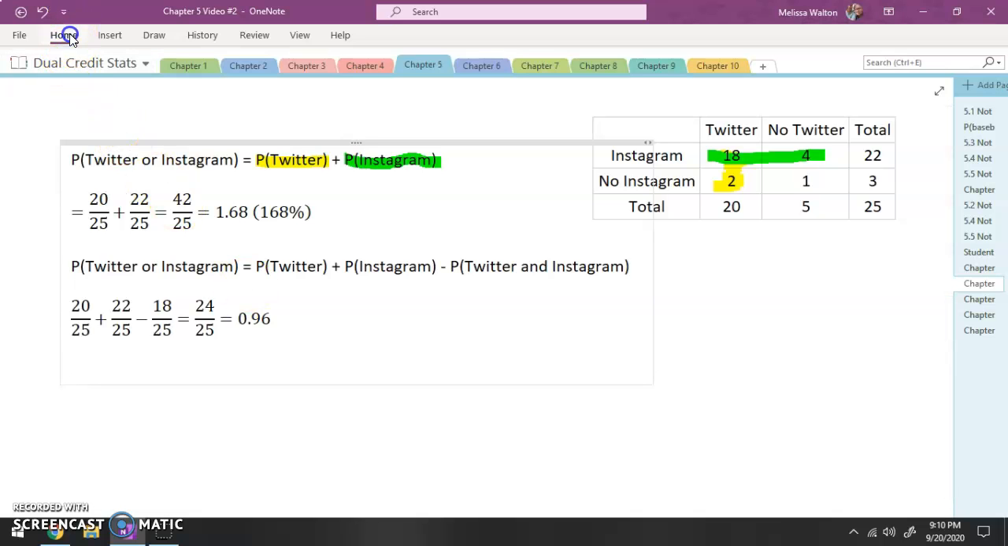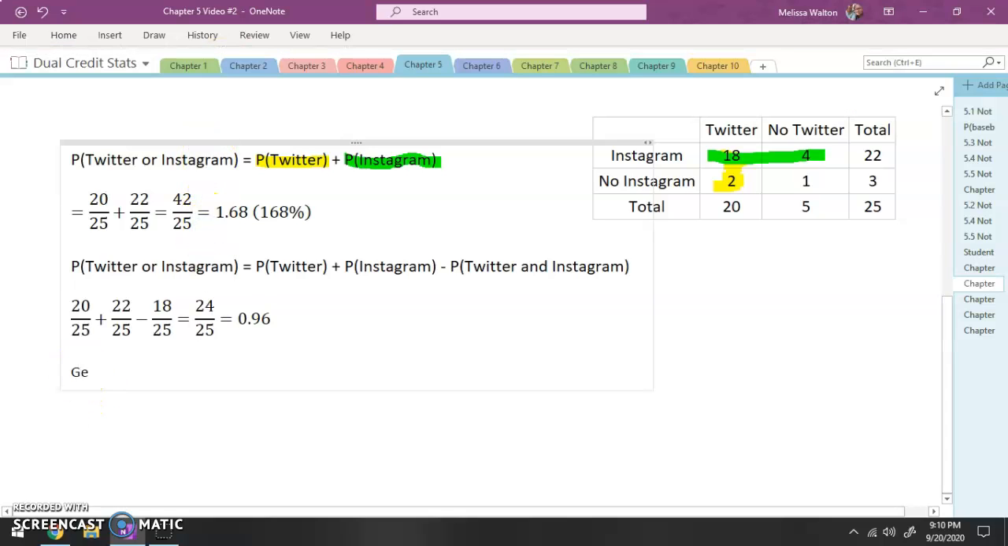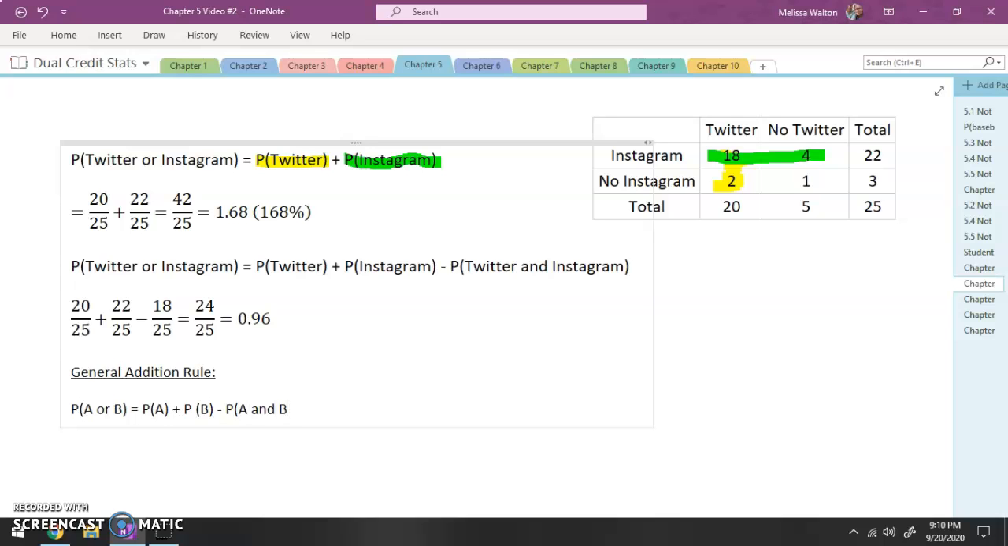So here is our general addition rule, because a lot of the times you're not going to have this pretty table. So here we go. The general addition rule. If you're calculating the probability of A or B, and you do not know if these are disjoint or not, this is the rule you're going to go with. Probability of A plus the probability of B minus the probability of A and B at the same time. So that is your general addition rule.